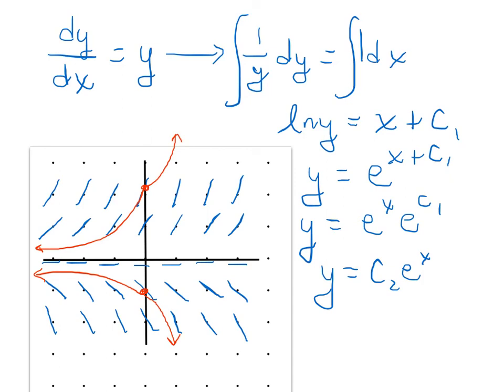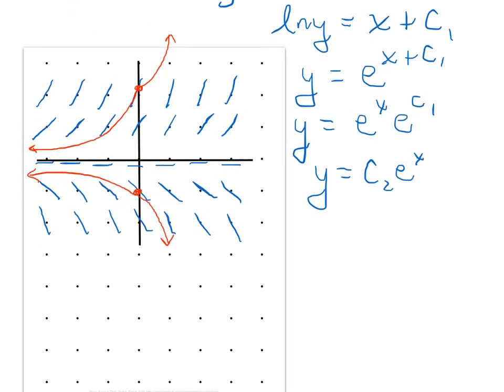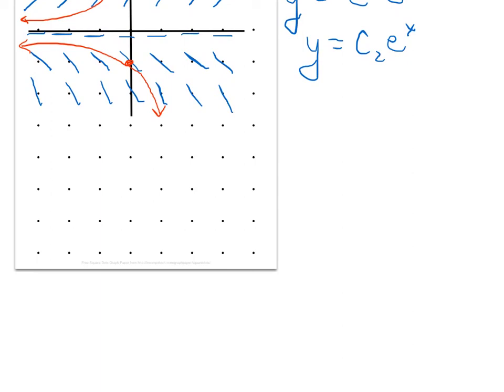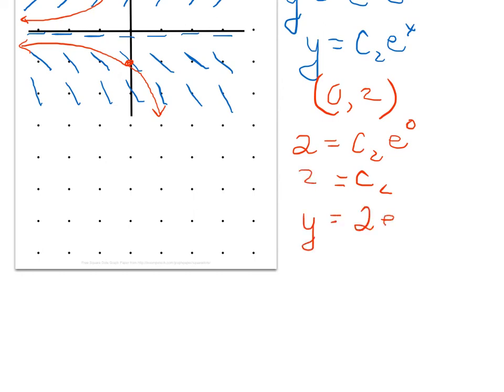And if we want to get their values algebraically, get their equations, we'll simply solve by substituting 0, 2 and 0, negative 1 into this equation over here. So I'm going to put in 0, 2, and when I put those in for y and x, we get that expression. So C2 is 2, which means that y is equal to 2e to the x. And that's the curve that's heading up to the right. I'll go over here to finish up my work.